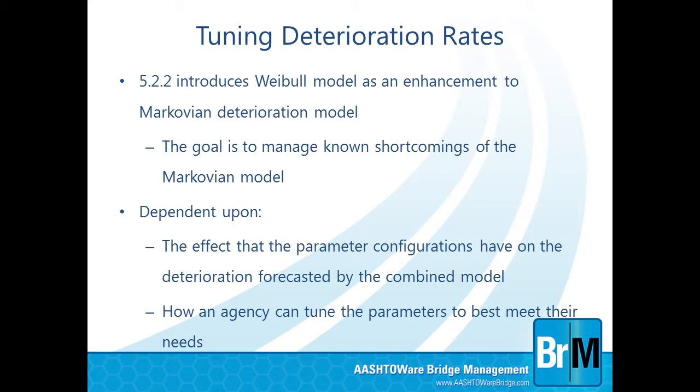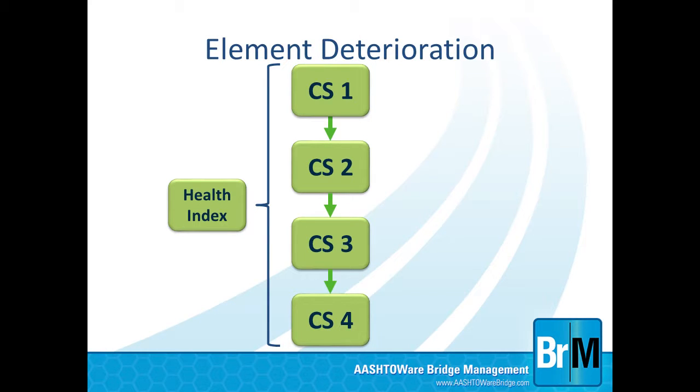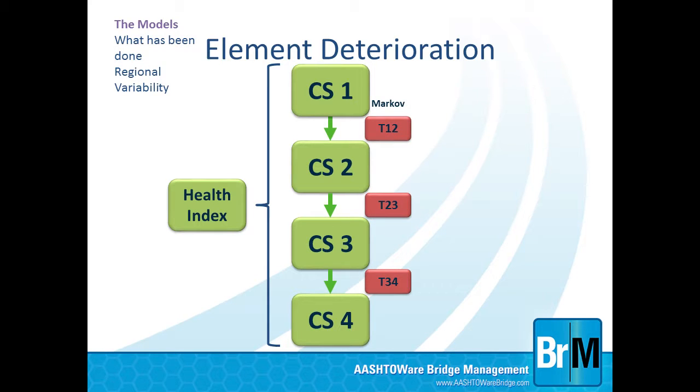And maybe just to go over a little bit, with element ratings, you have condition states 1 through 4. And what you're trying to do is predict the transition from each condition state over time. With the Markovian model, you're trying to predict from condition state 1 to condition state 2 how long it's going to take for 50% to transition to state 2 and 50% to remain in state 1. And that's not always easy to predict or guess.